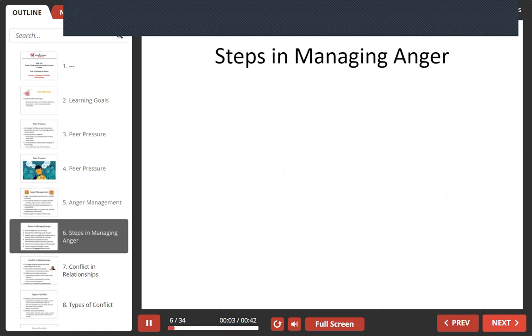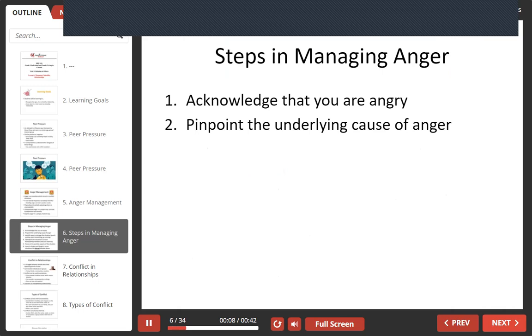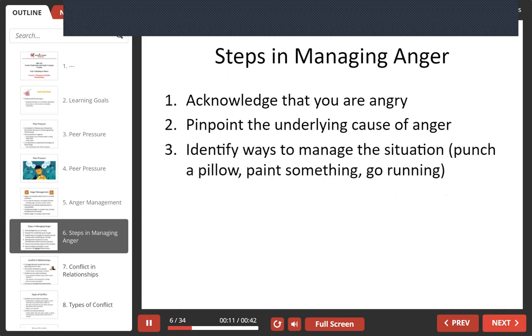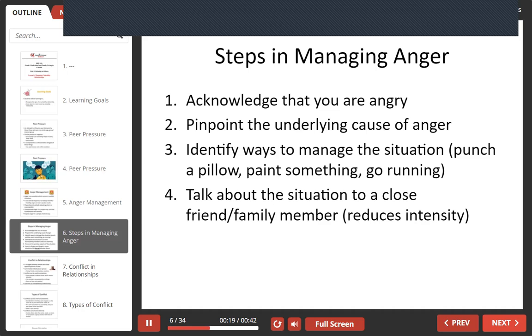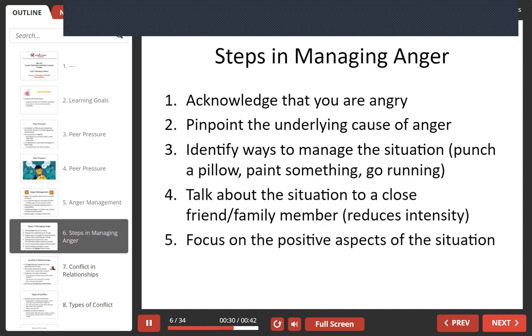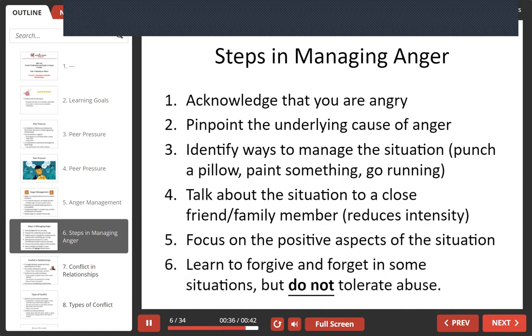Some steps in managing anger are to acknowledge that you are angry, pinpoint the underlying cause of the anger, and identify ways to manage the situation, such as punch a pillow, paint something, go running, write a song. Talk about the situation to a close friend or family member, which can then reduce intensity because when you bury things under the rug, it creates a buildup of tension. It's also important to focus on the positive aspects of the situation. It's important to learn to forgive and forget in some situations, but do not tolerate abuse.